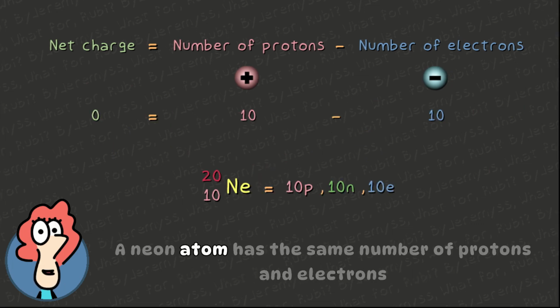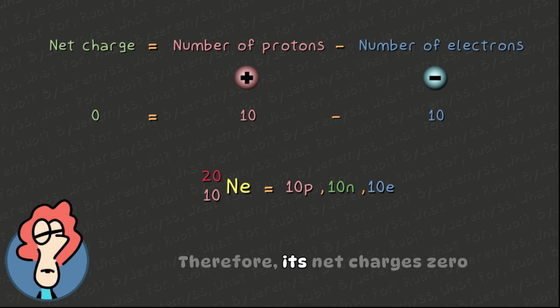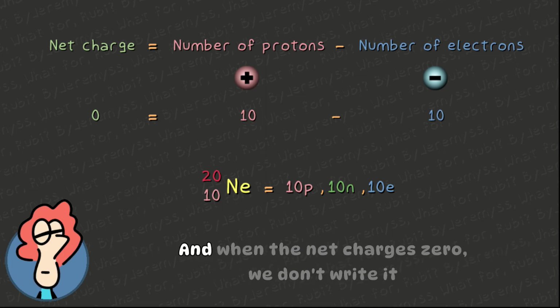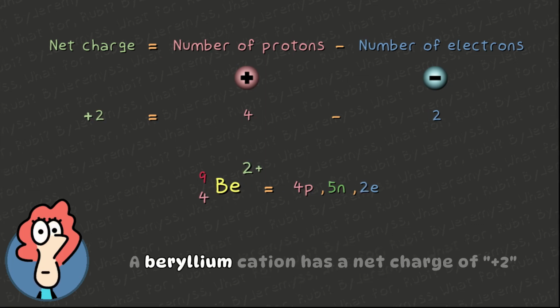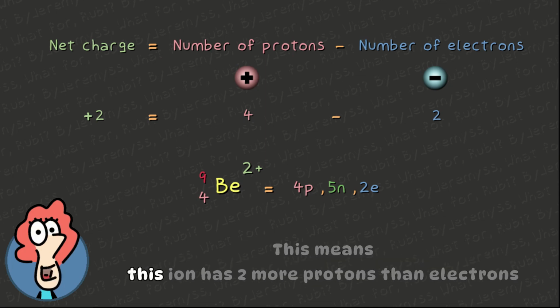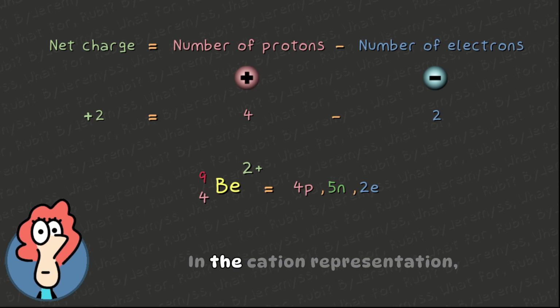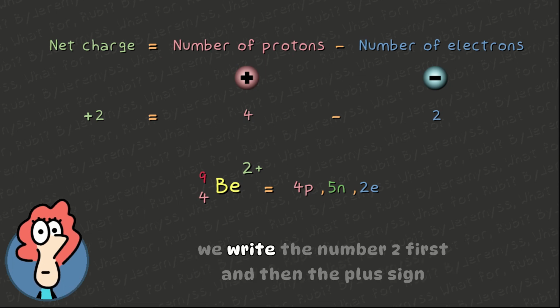A neon atom has the same number of protons and electrons. Therefore, its net charge is zero. And when the net charge is zero, we don't write it. A beryllium cation has a net charge of +2. This means this ion has 2 more protons than electrons. In the cation representation, we write the number 2 first and then the plus sign.